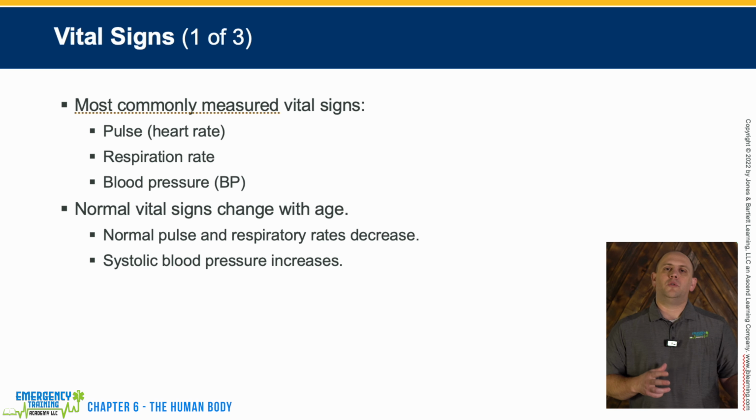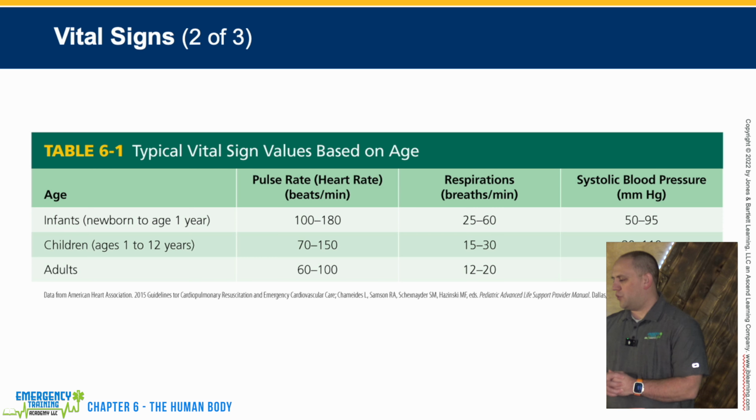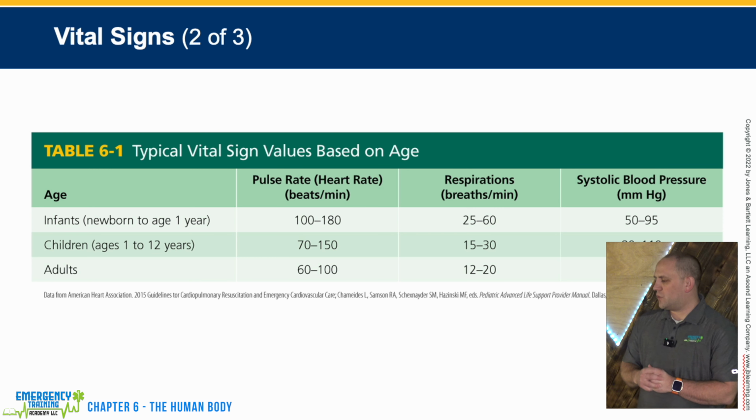There are normal vital sign ranges, but they change based on age. So here's a good little chart for you to look at different vital sign ranges based on age. Our infants are going to be newborn to 1 year old. Children, we're going to have from ages 1 to 12. And really anybody 12 or above, we're just looking at adult vital signs for them. So here are the normals for us.